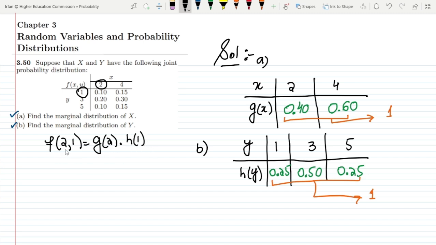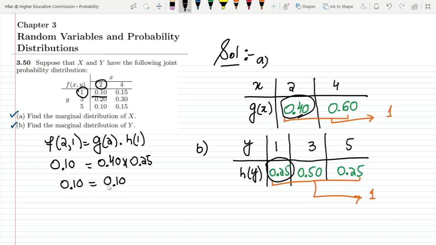So what is f21? That is 0.10. Let me put it here, 0.10, and the value of g of 2 is 0.40, multiplying it with h of 1, 0.25. When these two are multiplied together, we will see that it will also be equal to 0.10.